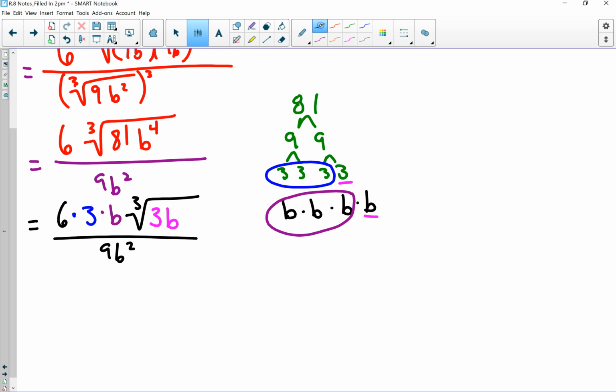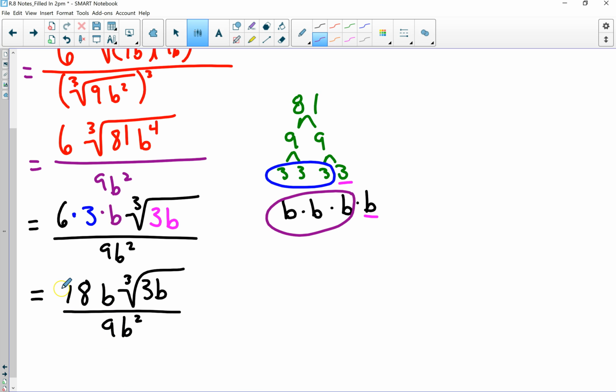And then we just clean up any multiplication that's left over. So 3 times 6 is 18. I have a b there with a cube root of 3b. And I have 9b squared. So I'm not quite done just yet. This problem does go on a little bit longer because we do have many things we can simplify.